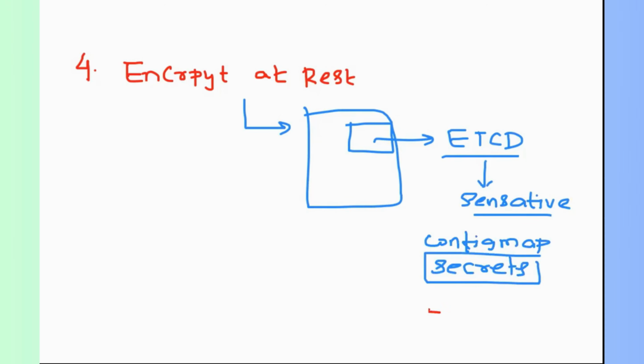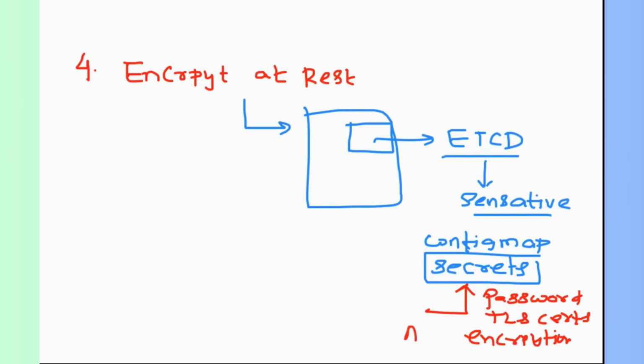For example, your pod requires any password, or any TLS certificates, or any encryption key, or any API key. These are all the sensitive information that you put in secrets resource in Kubernetes. But end of the day, like I told you, etcd is your Kubernetes object store. You can consider it as every information of your Kubernetes cluster is stored in this etcd, right?